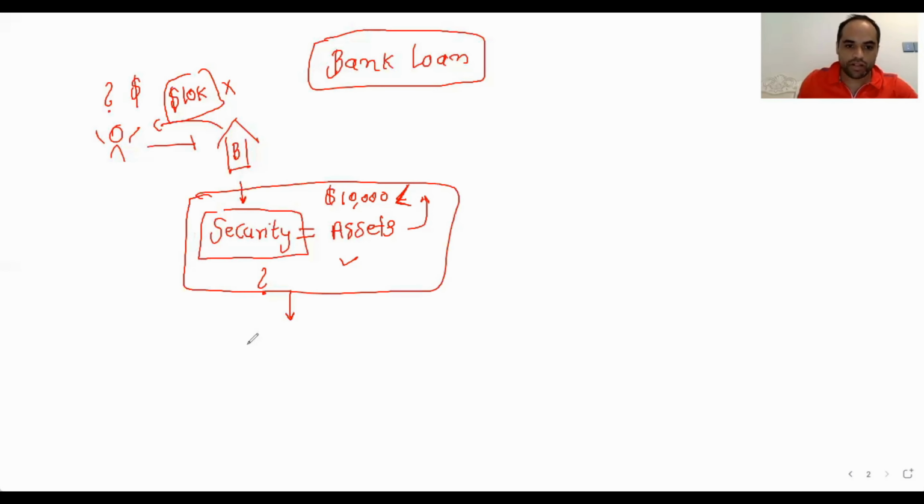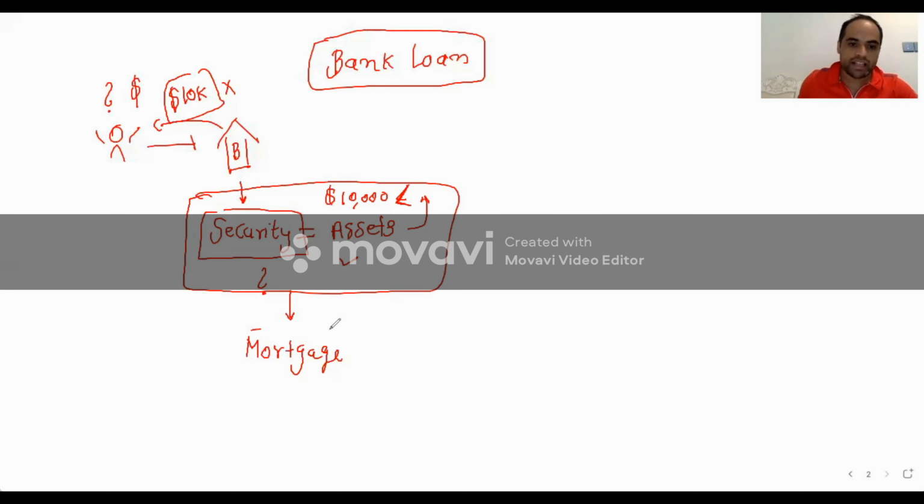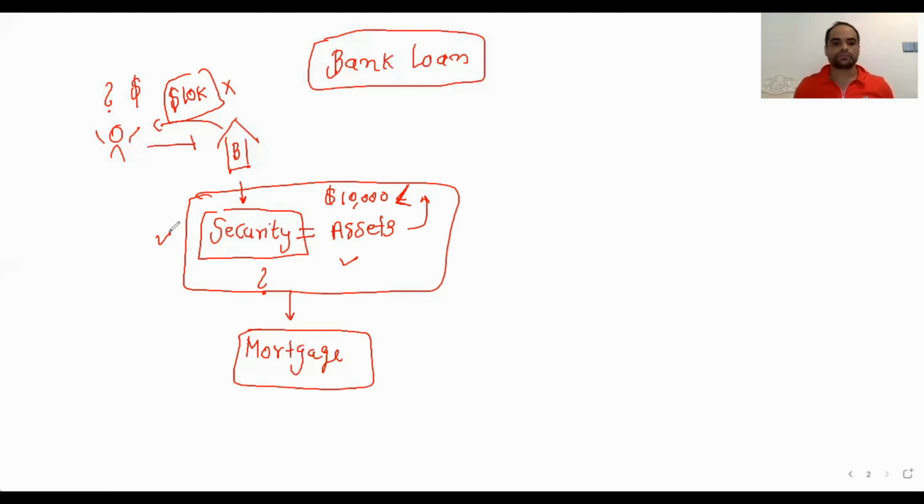So mortgage. Now, what is the meaning of mortgage? Mortgage means when you give your assets to the bank as a security in exchange for borrowing money, that's called mortgage. So that's the meaning of mortgage.